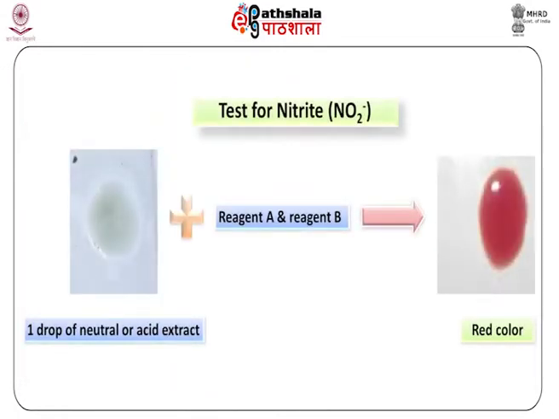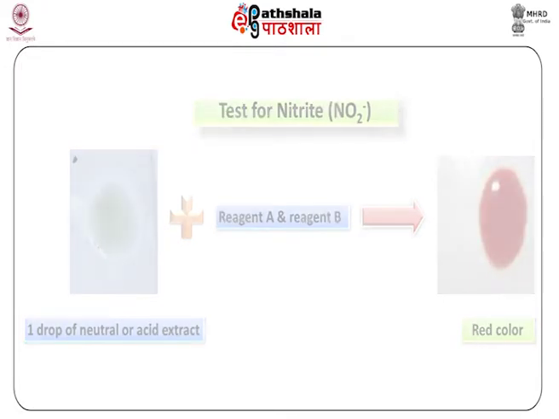The test is carried out by taking 1 drop of neutral or acid extract on a clean spot plate. This step is followed by the addition of reagent A and a drop of B reagent. The presence of nitrite ions is indicated by the formation of red color.